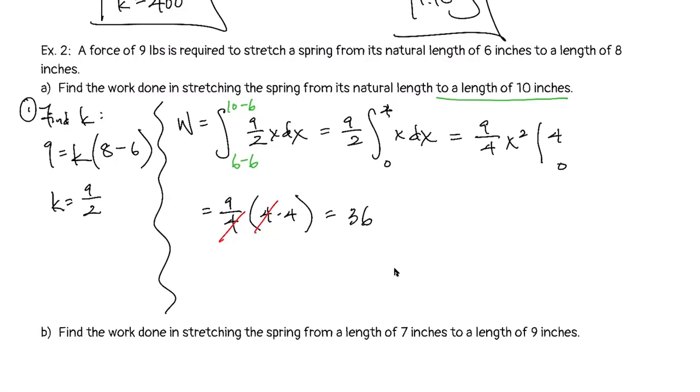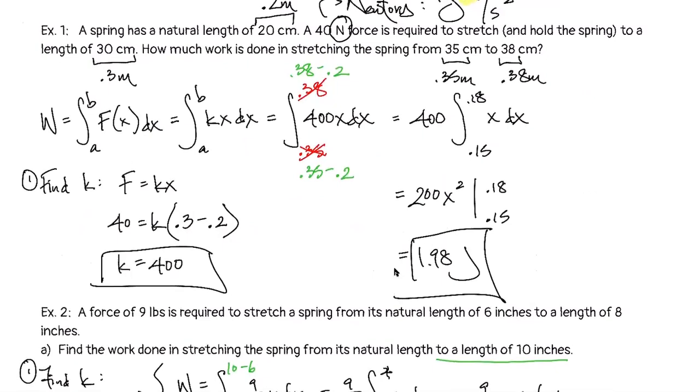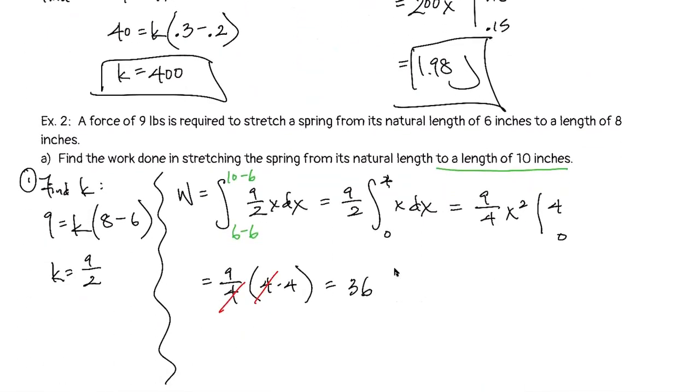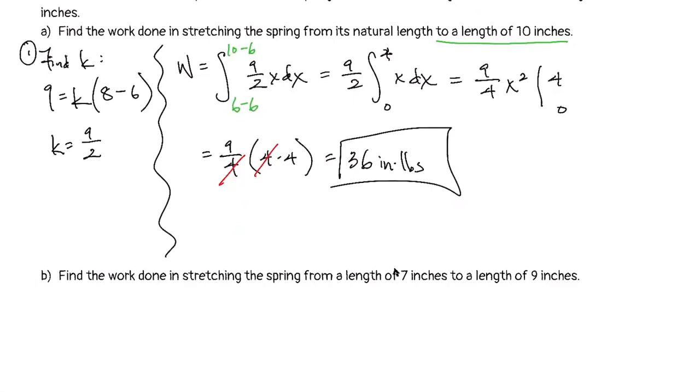And then our units here. When we're talking about feet and pounds and inches, we don't need to worry so much about the units like we did with example number 1. These units are just going to be inch pounds, 36 inch pounds. So that's how much work is done to stretch the spring from its natural length to a length of 10 inches. Now, before we do part B, do we think that that is going to take more work or less work?